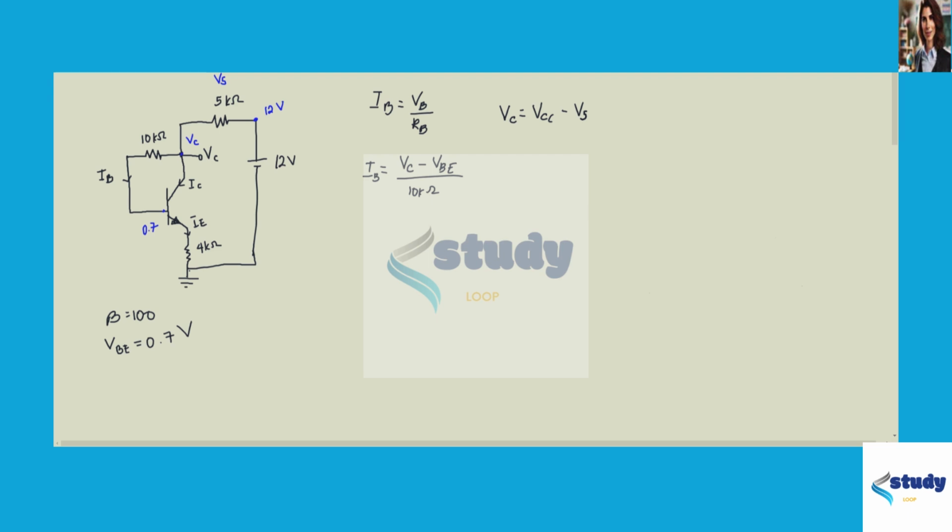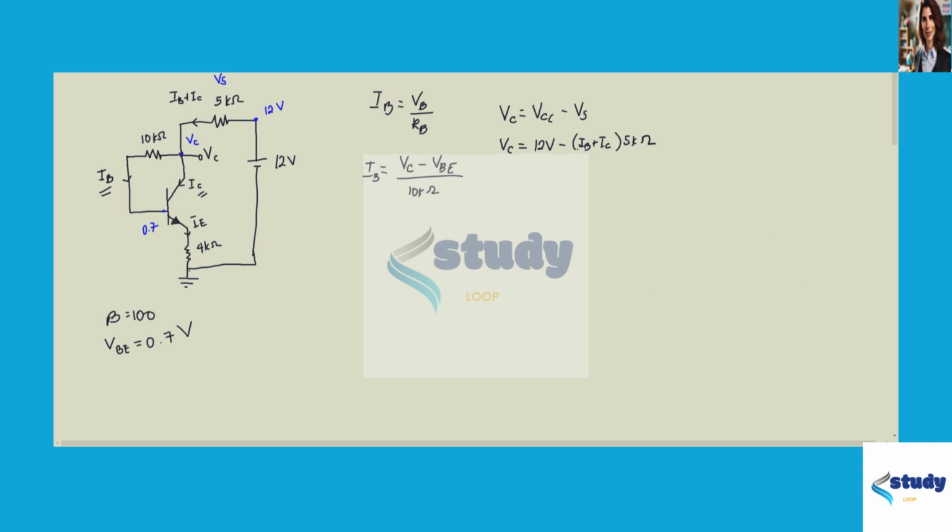Now, going back in the circuit, if this is IB and this is IC, we know that the current passing through the 5 kilo ohm resistor is just the sum of these two currents. So that is IB plus IC. So the equation now becomes VC, or the voltage at node C, is equal to 12 volts minus IB plus IC times 5 kilo ohms.